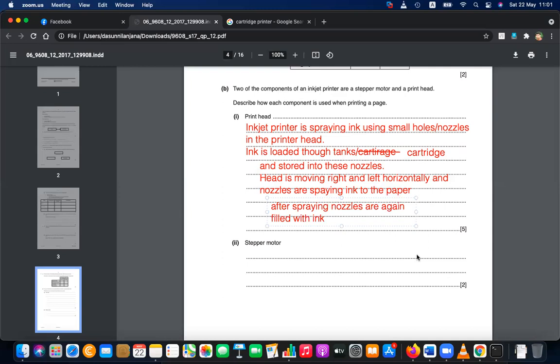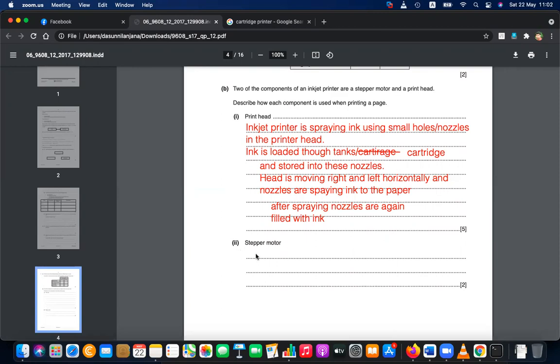While this happens, there's also a technical way of telling this. I don't know whether that is in your syllabus, but you can always check the marking scheme. Each nozzle is controlled by resistors and transistors. I think that is too technical, but you can still explain it that way, though this method will be acceptable.